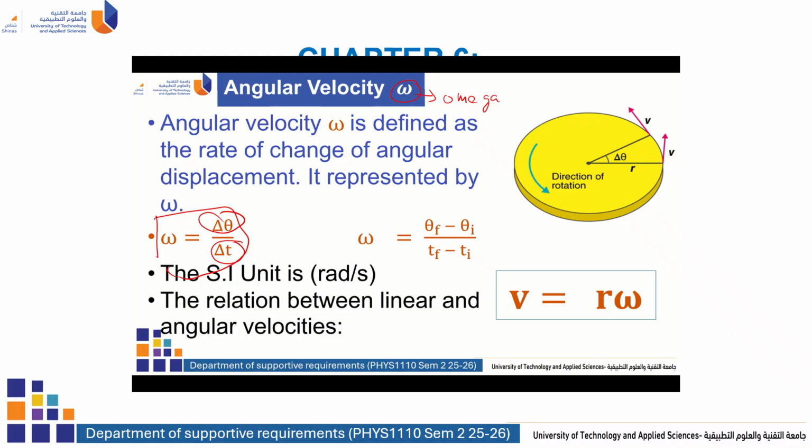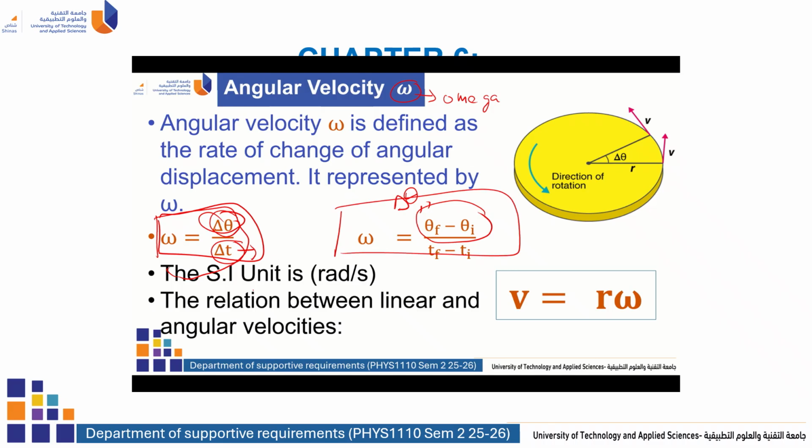If I open the delta theta, the angular displacement, this is equal to theta f minus theta i. And if I open the delta t, this is the final time minus the initial time. So this is rule number 1, and this is the open form of the angular velocity.